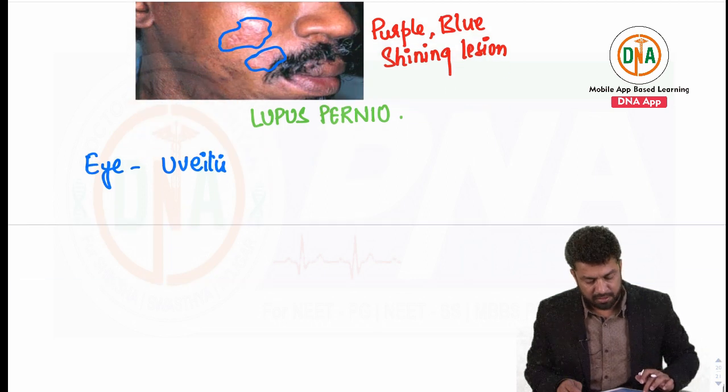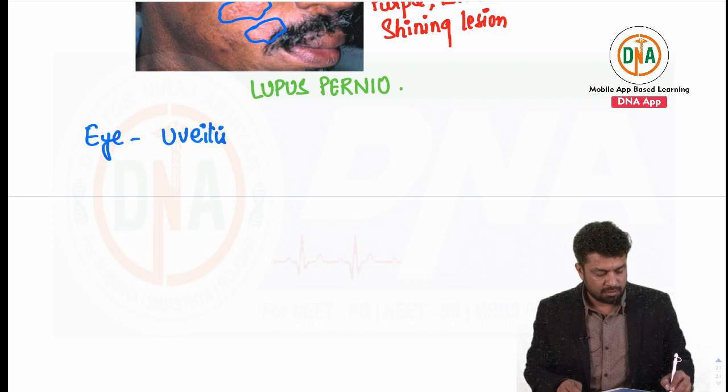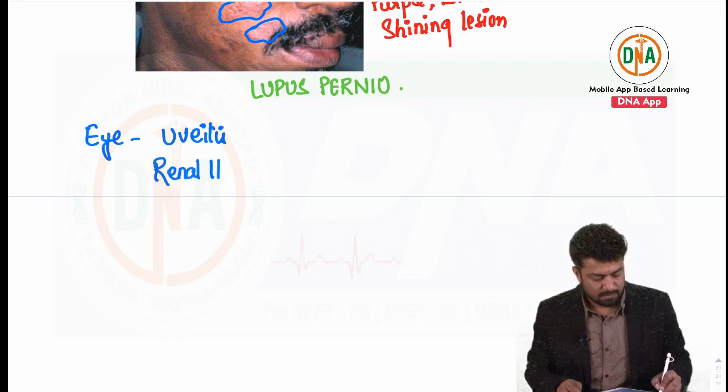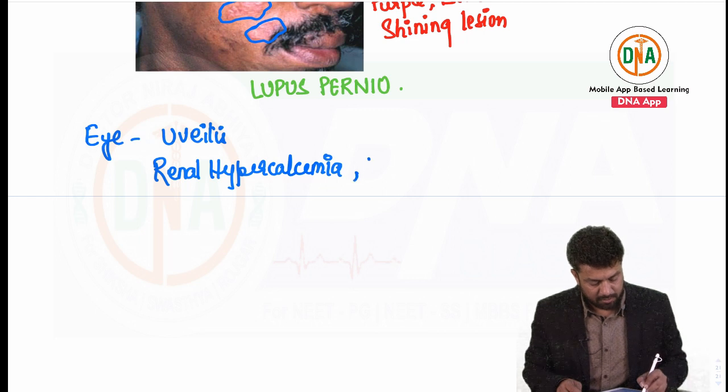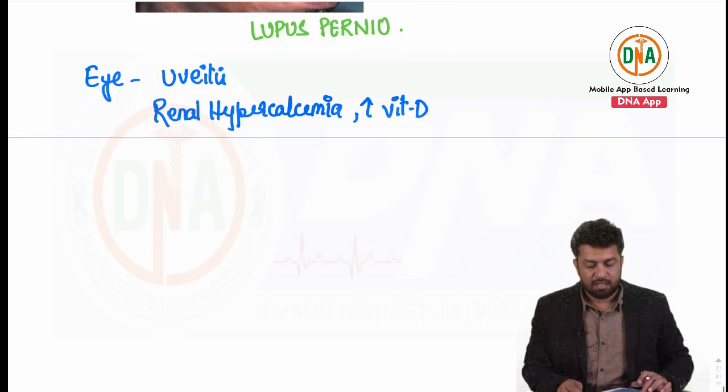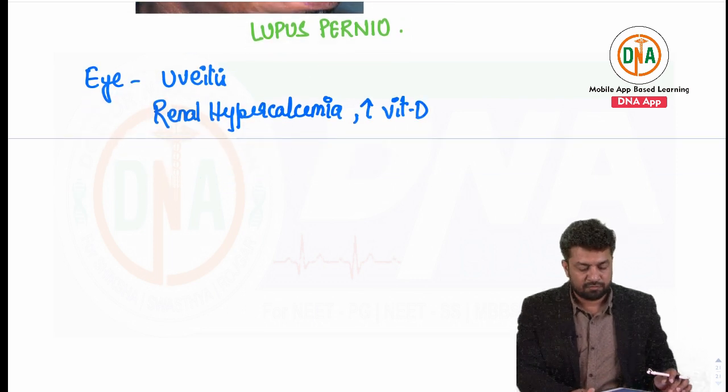In the eye, they cause uveitis. Then they cause renal hypercalcemia and increased vitamin D production. Increase in the vitamin D values is an important manifestation of this disease.